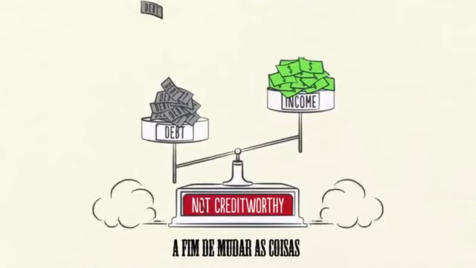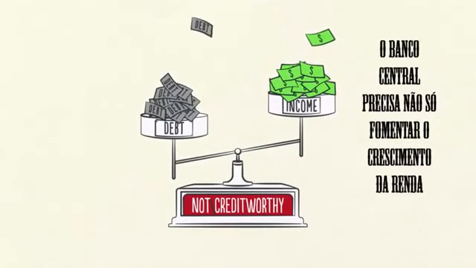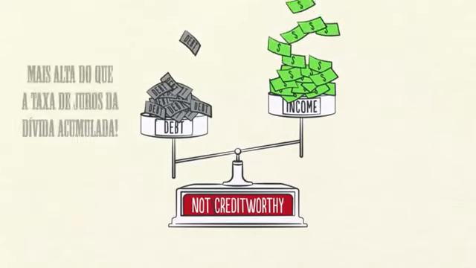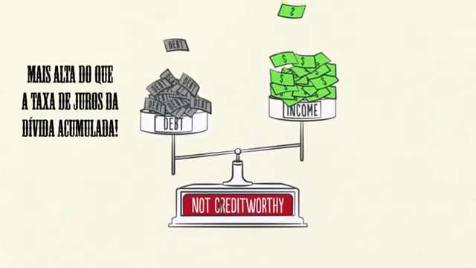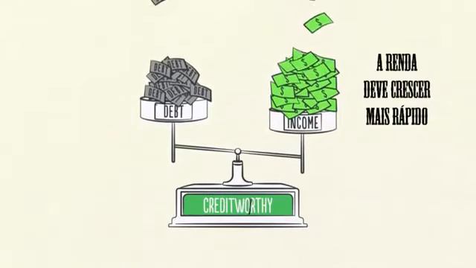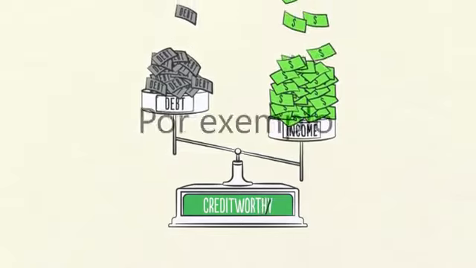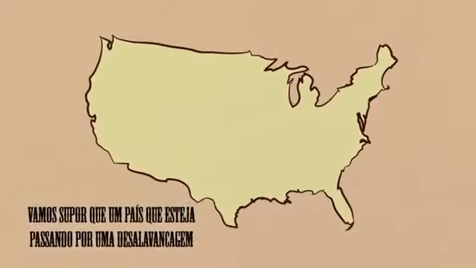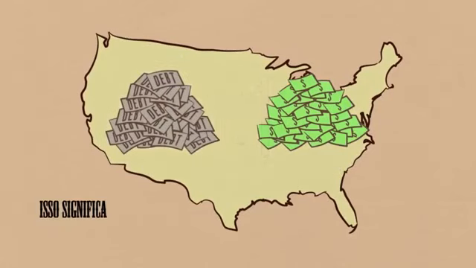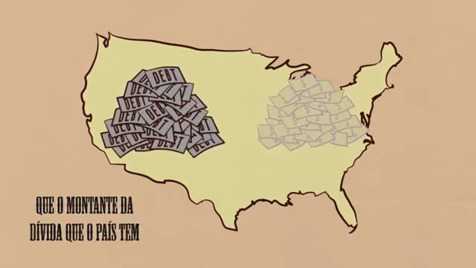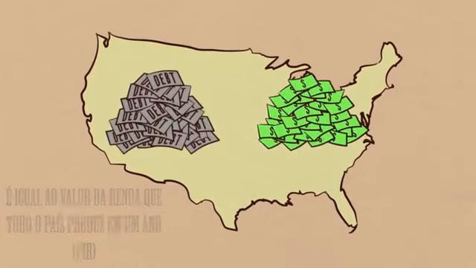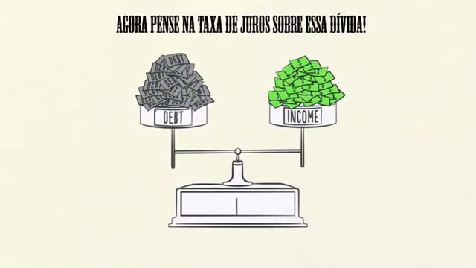In order to turn things around, the central bank needs to not only pump up income growth, but get the rate of income growth higher than the rate of interest on the accumulated debt. So what do I mean by that? Basically, income needs to grow faster than debt grows. For example, let's assume that a country going through a deleveraging has a debt-to-income ratio of 100%. That means that the amount of debt it has is the same as the amount of income the entire country makes in a year. Now think about the interest rate on that debt.